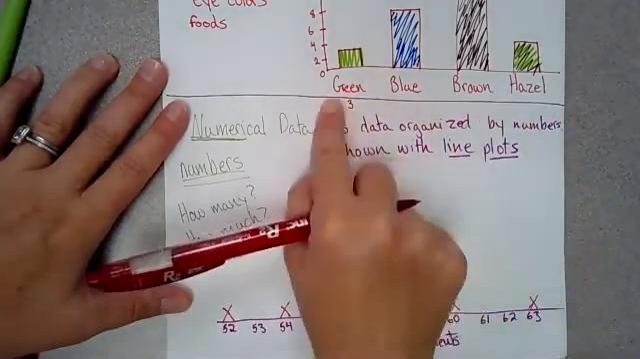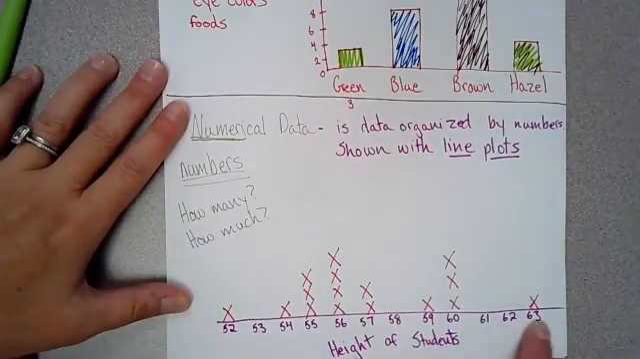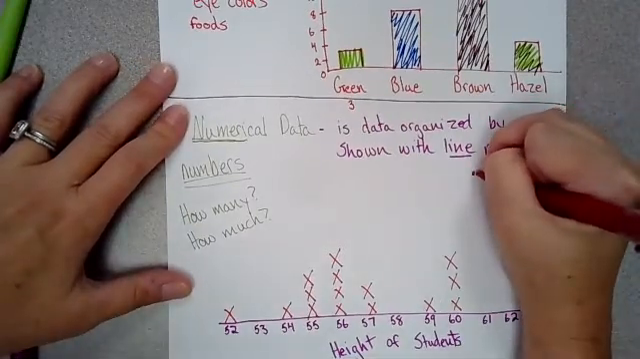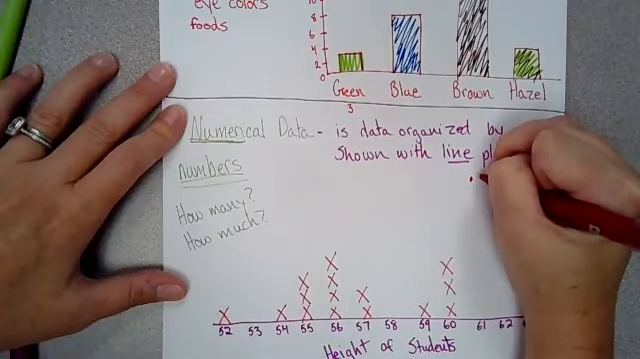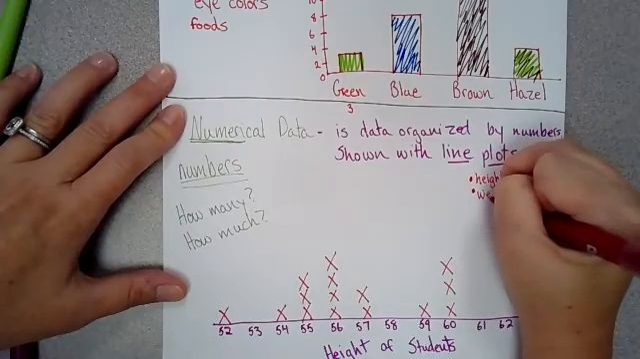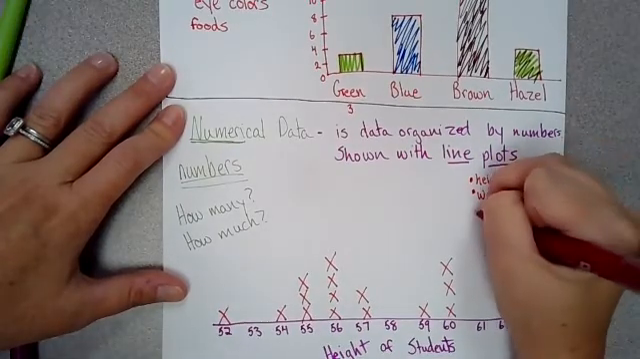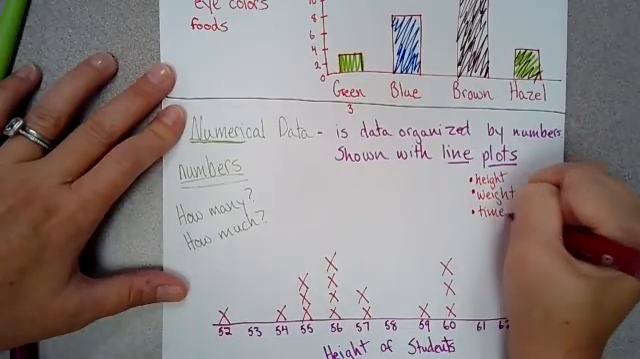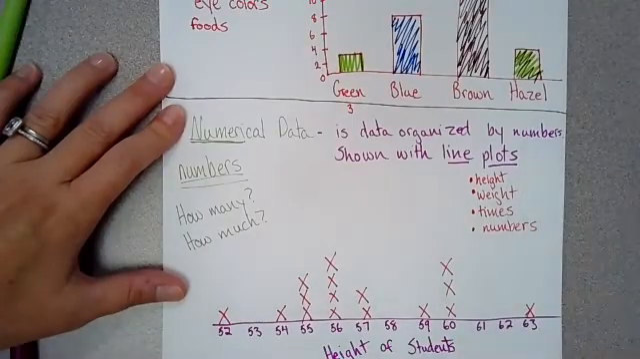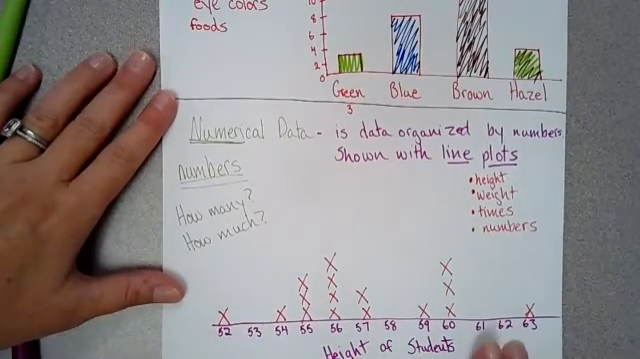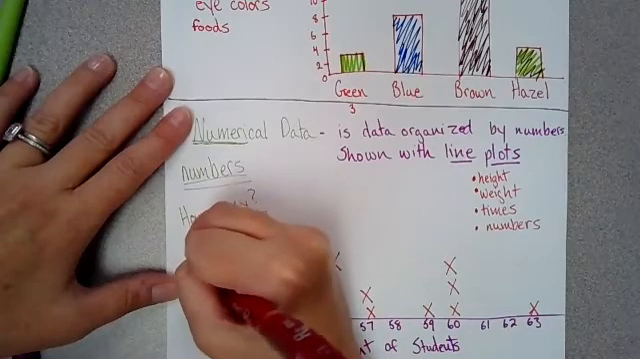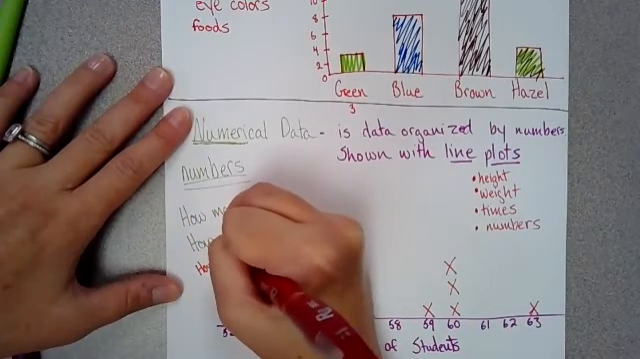Up here, it was by names, it was categories, but for numerical data, it's line plots and you have numbers across the bottom. So you could write these examples down up here. Line plots would be how you would organize height, weight, times, like if kids were racing, or numbers. Okay, so these are all numerical data. So we could do questions like, how many brothers and sisters do you have? How many brothers?